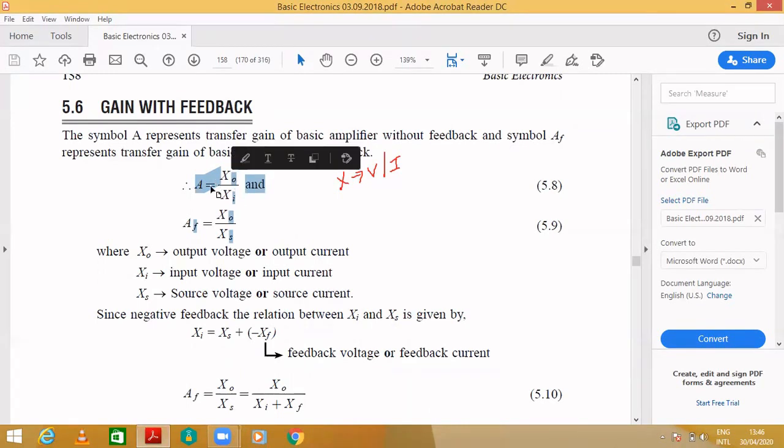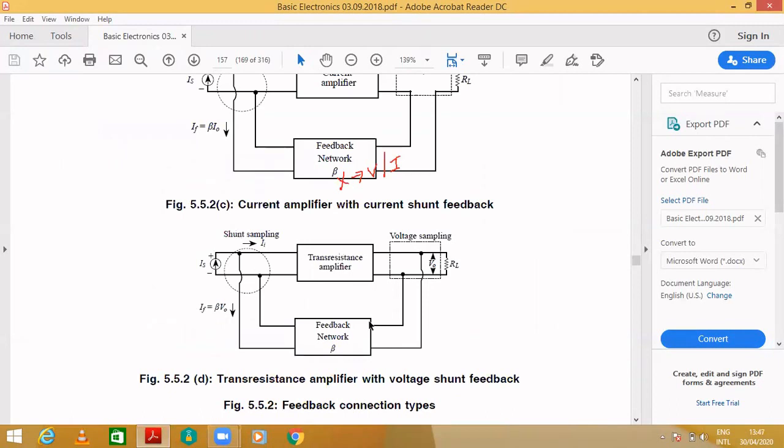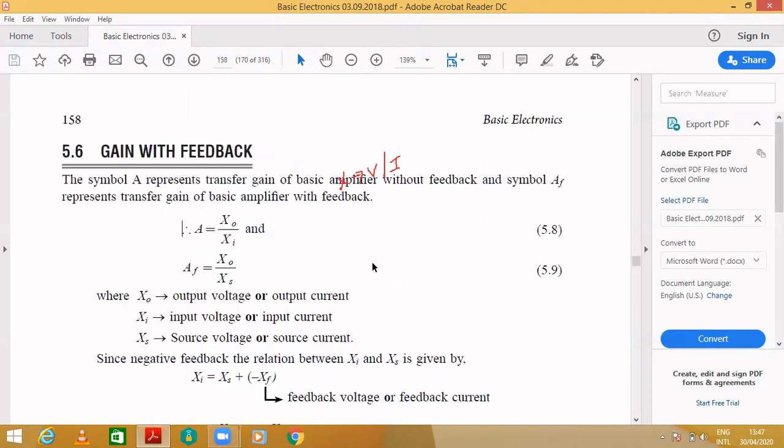Without feedback, the gain will be x0 by xi. If it is with feedback, you can see here, if there is any feedback, this will act as input and this will act as output. So at that time, when you consider this resistance, the input will be xs and the output will be x0. That's why, in the case of gain with feedback, the output is x0 and the input is xs. So that's what we have written here: x0 is output voltage or output current.